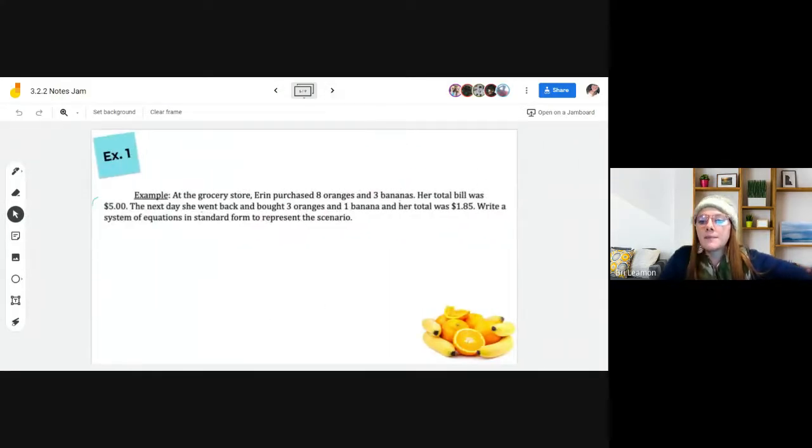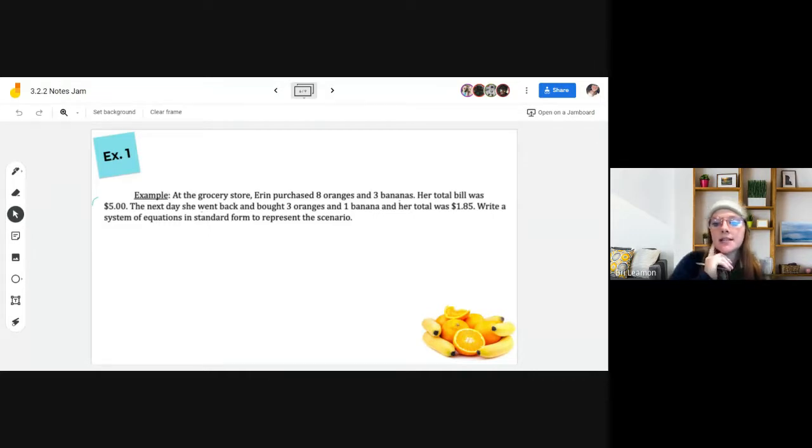So if we go to this first problem here, it says at the grocery store, Erin purchased 8 oranges and 3 bananas. Her total bill was $5. The next day she went back and bought 3 oranges and 1 banana, and her total was $1.85. Write a system of equation in standard form to represent the scenario. So can someone tell me, and I'll open up the chat so you guys can throw it in there, what are our variables? So what are the 2 things that we are going to write in our equation? If we look at this example here, what are our 2 variables?